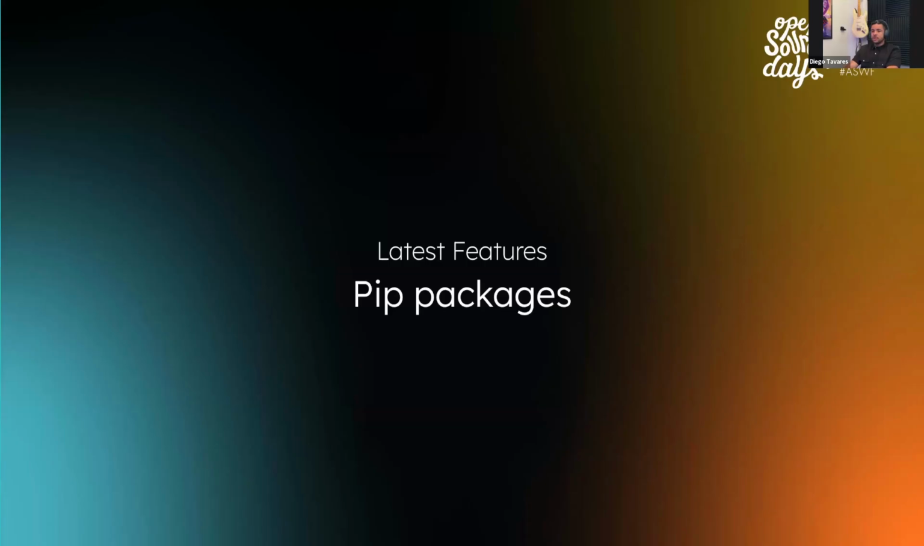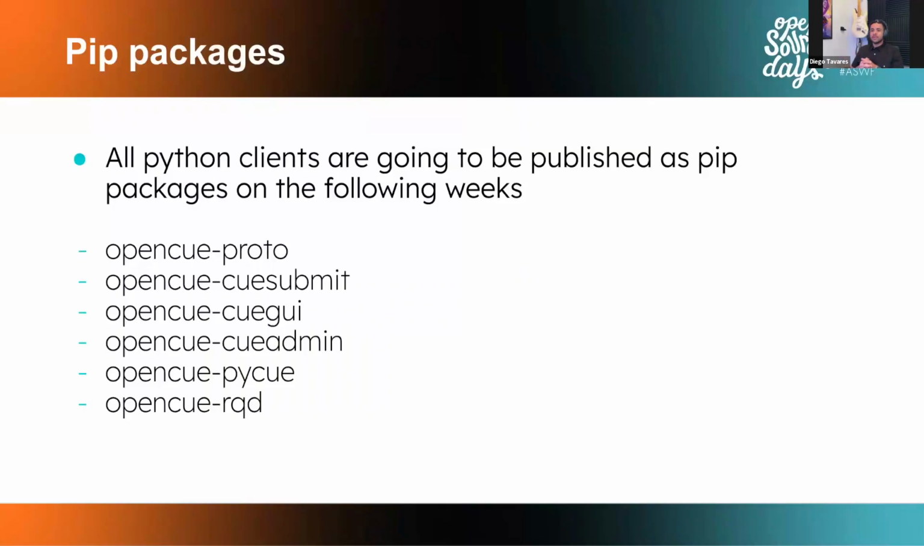Next feature, pip packages, which is not a feature, but something we are releasing. So as of now, OpenCue doesn't have pip packages available. So if you want to install the Python packages in your studio, you have to not build, but package them yourselves. You have to download the source code from our repo and run the build scripts to generate the pip packages. This is changing now.